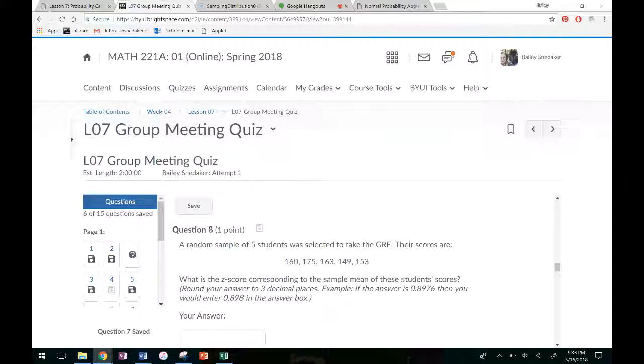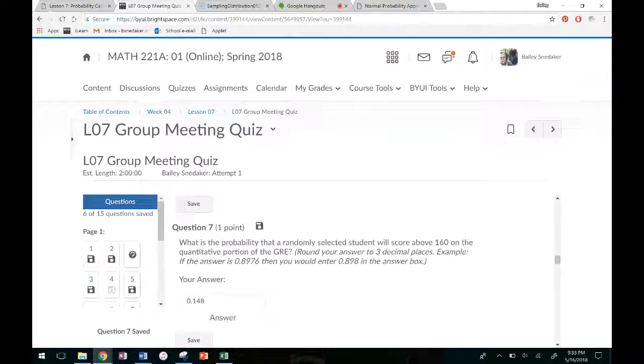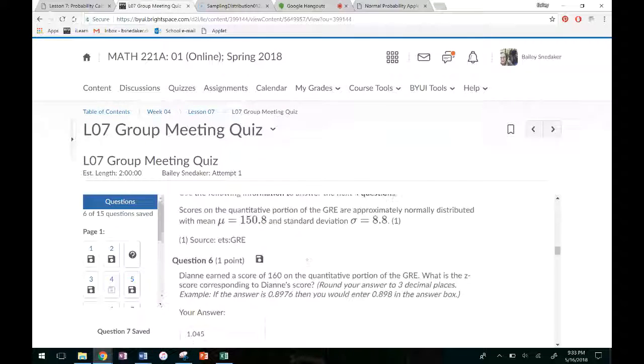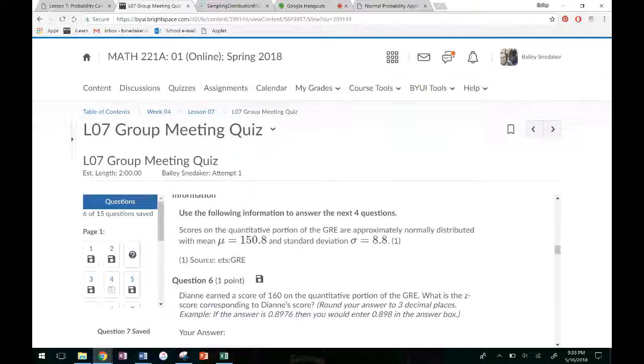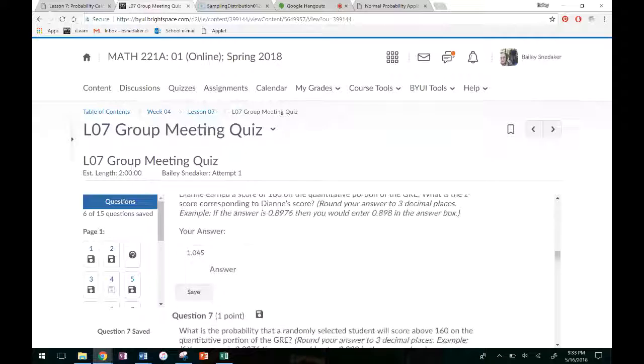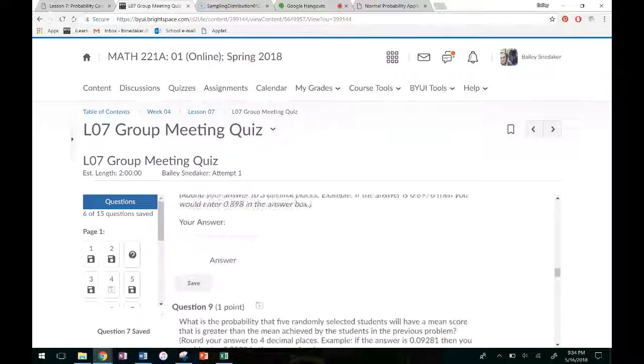So what I'm wondering is if we just use the sample mean that we found, which is 160, and then subtract that by the population mean. That's the only thing I can think of. Well, it may be worth a shot. And here's what we can do.